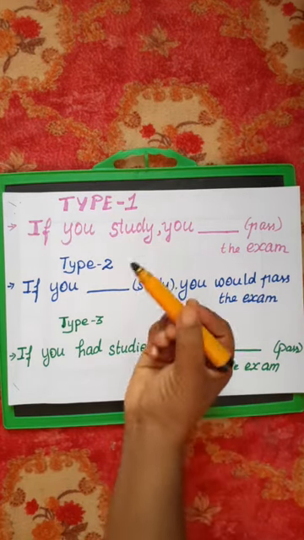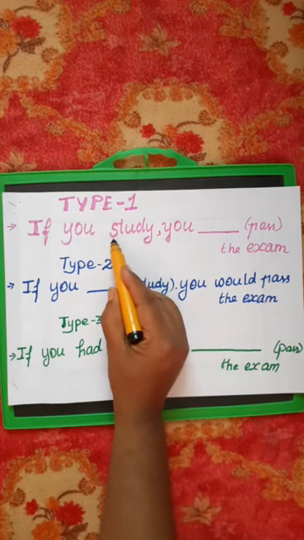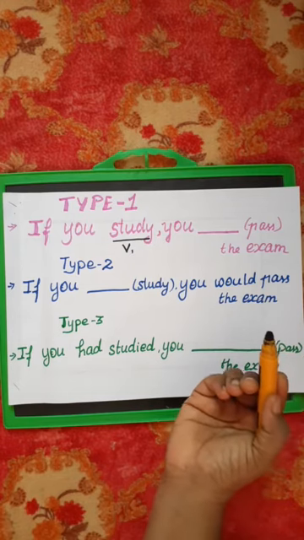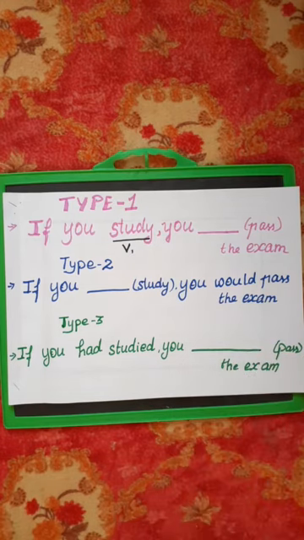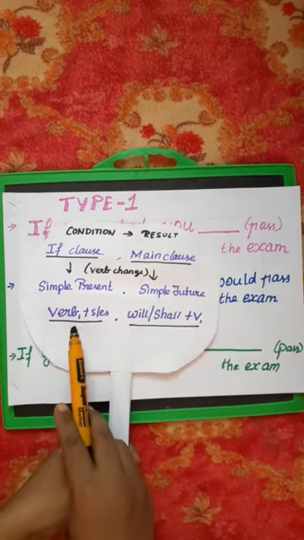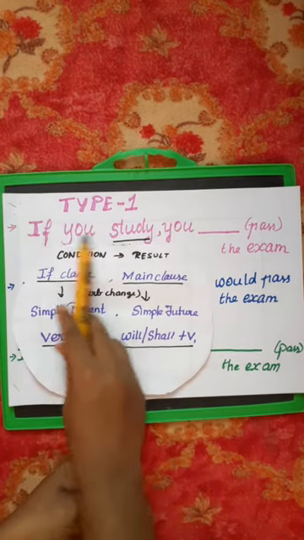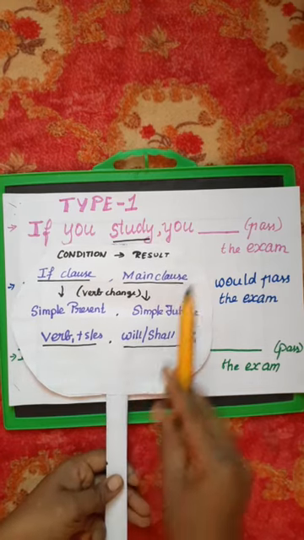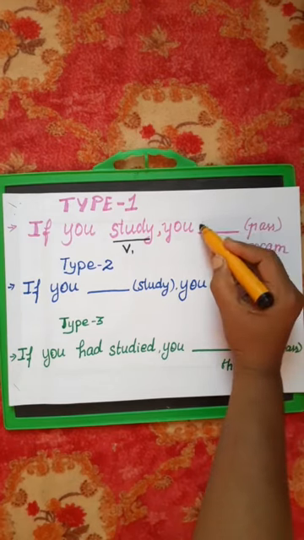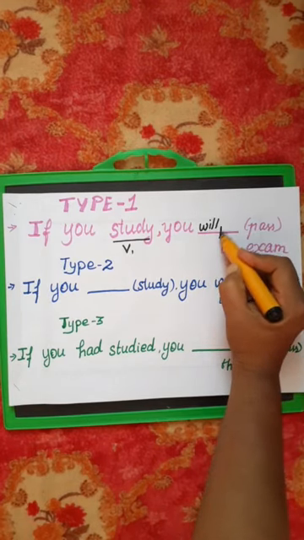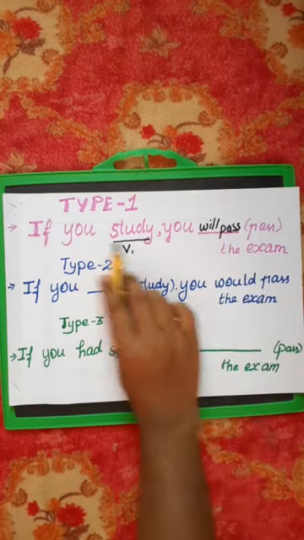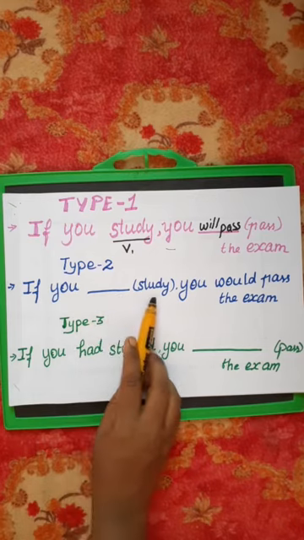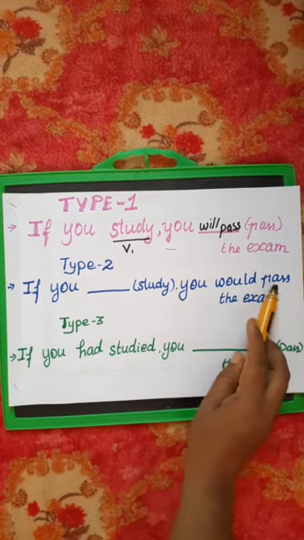First, what do you have to see? You have to see the verb. It is in verb 1. So what do we have to use? This comes under type 1. Can you tell me now? If you find verb 1 in the if clause, in the main clause we have to use will or shall plus V1. So what is the answer here? Will pass. If you study well, you will pass. Very good.